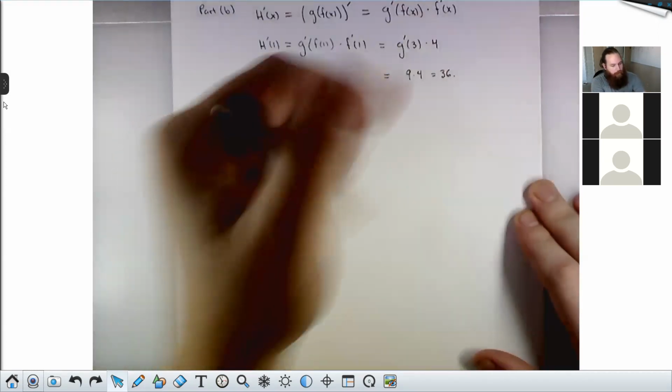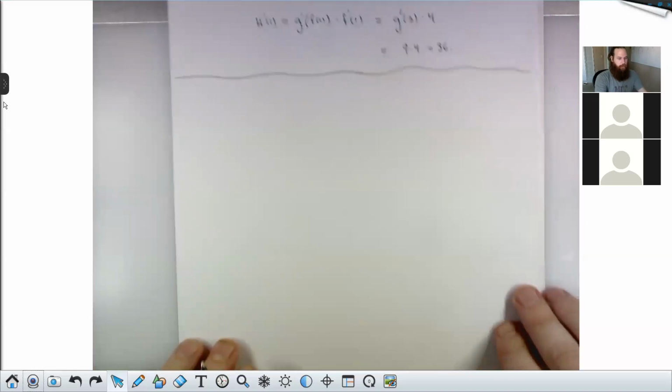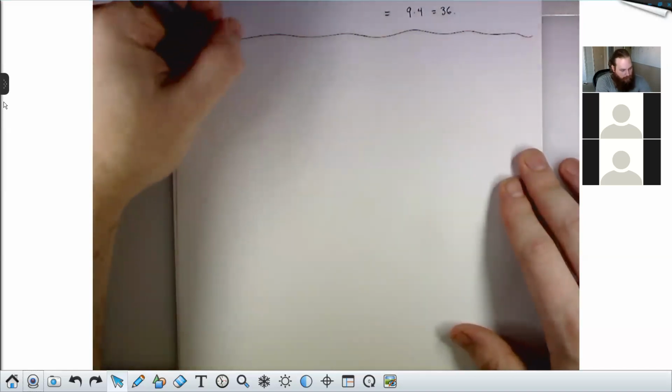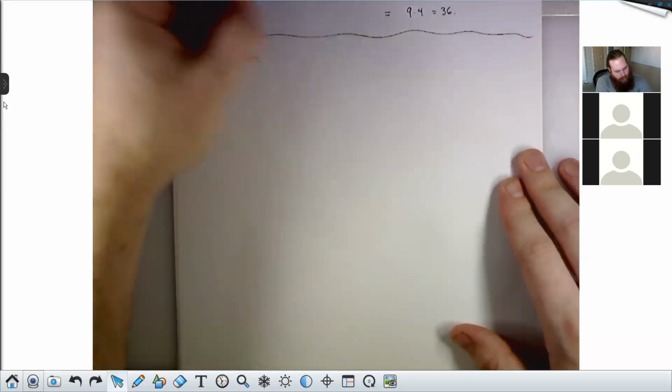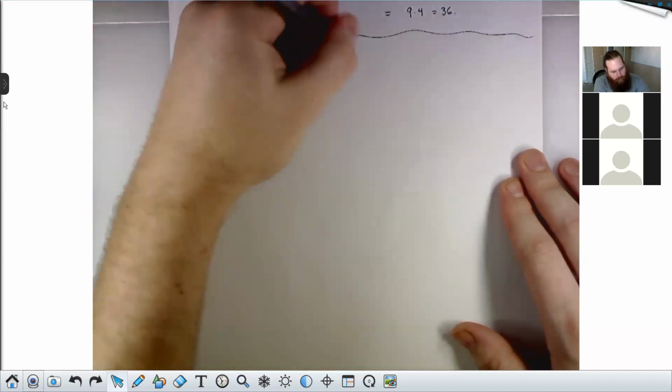So this, you remember, was the little bit that I used at the end of the last example. So just try to ignore that up there. That's already in your notes. We're going to begin section 3.5 on implicit differentiation.